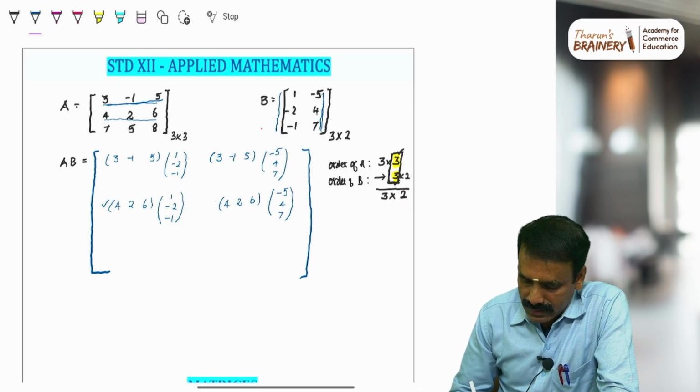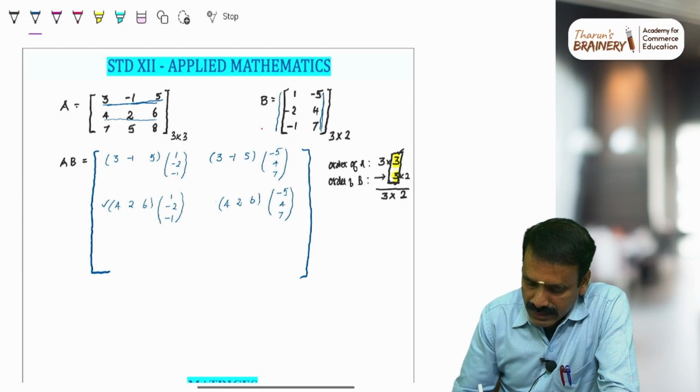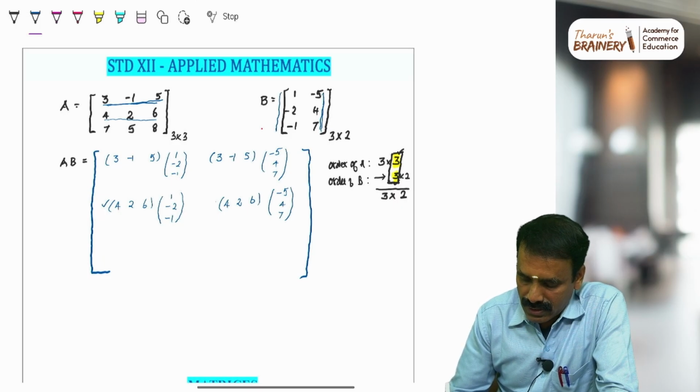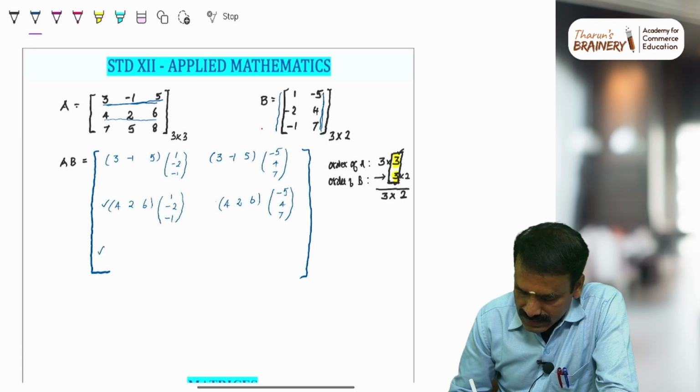Now we are left with the third row also. So we have to multiply the third row with the first column to get this entry. This is A31, correct? Third row, first column element.